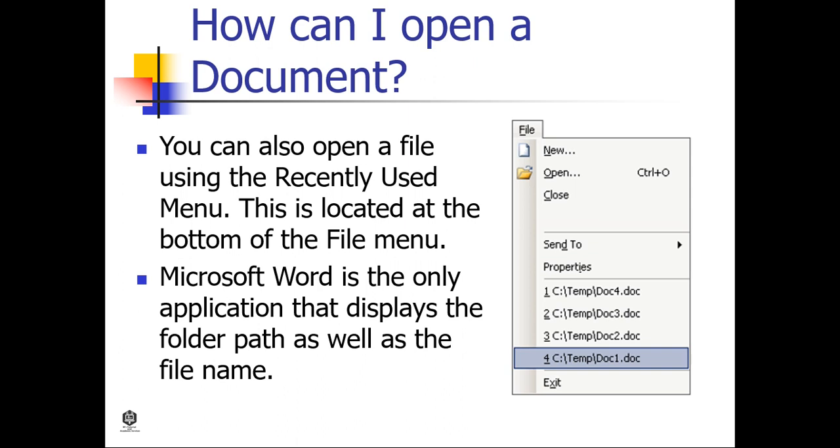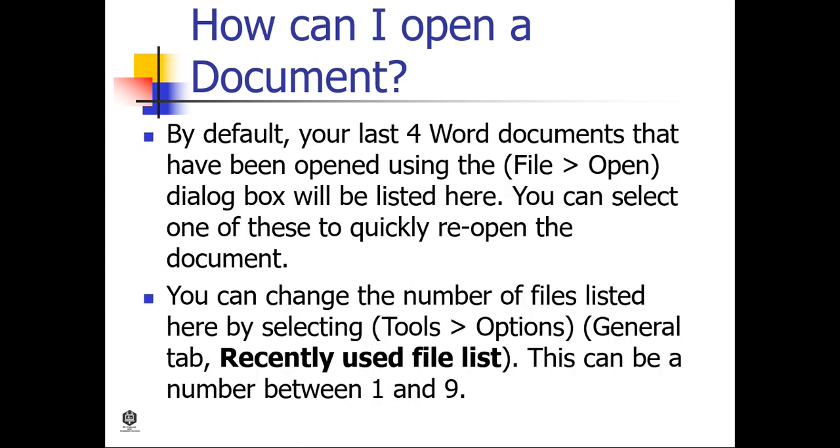You can also open a file using the Recently Used menu. This is located at the bottom of the File menu. Microsoft Word is the only application that displays the folder path as well as the file name. By default, your last 4 Word documents that have been opened using the File then Open dialog box will be listed here. You can select one of these to quickly reopen the document.